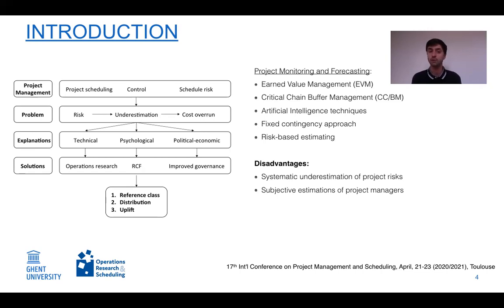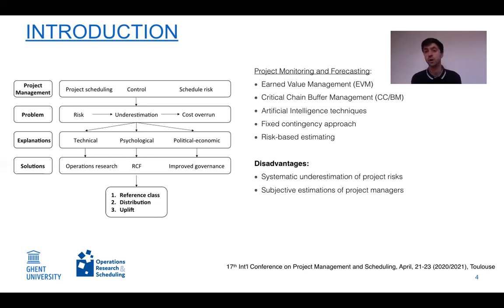It's actually Flyvbjerg who was one of the first to observe that there is a systematic underestimation of risks in projects and that this results in cost overruns and delays in projects. He comes up with three different root causes for this underestimation of risk. First of all, a technical one. It means that for many project managers, the project modeling techniques and forecasting techniques are simply too complex from a technical point of view.